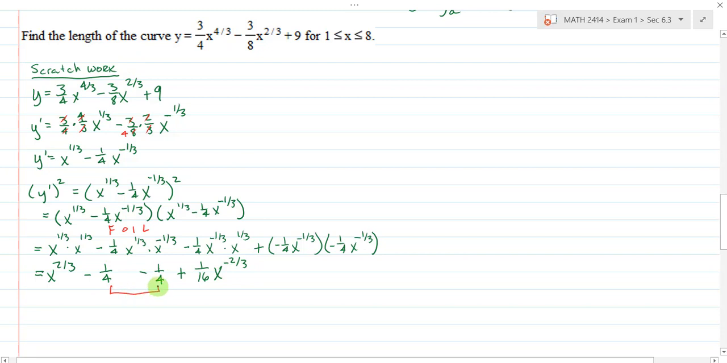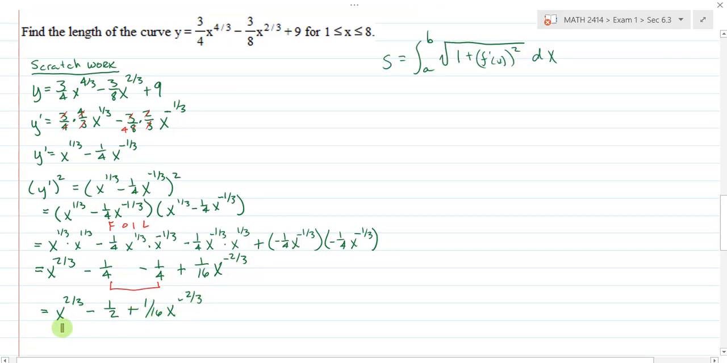So then I have like terms that I can combine right here, and that's going to give me the derivative squared is equal to x to the 2/3 minus 1/2 plus 1/16 x to the negative 2/3. So this is what I'm going to plug in place of the derivative squared in this arc length formula. When I set up my integral to find the arc length, I'm going to say that it's the integral from 1 to 8 of the square root of 1 plus x to the 2/3 minus 1/2 plus 1/16 x to the negative 2/3 dx.